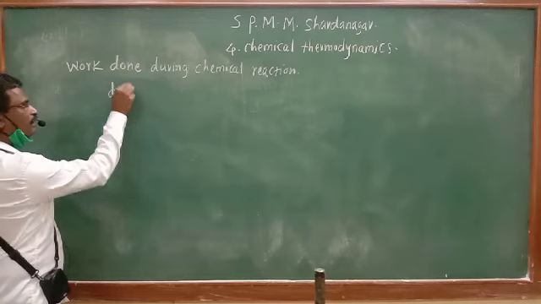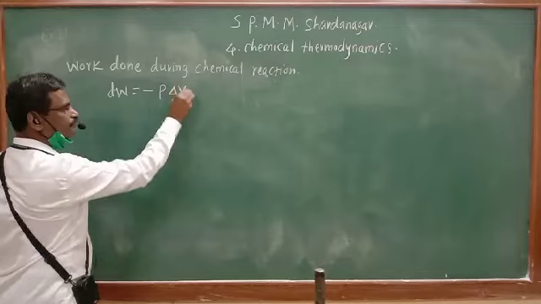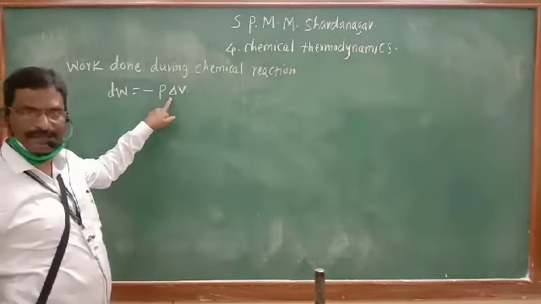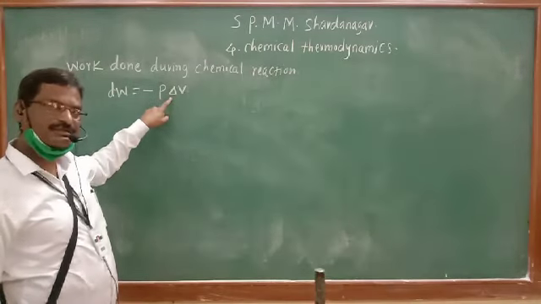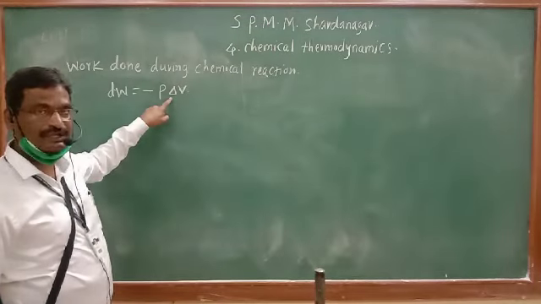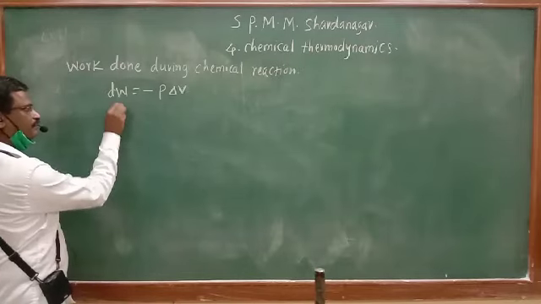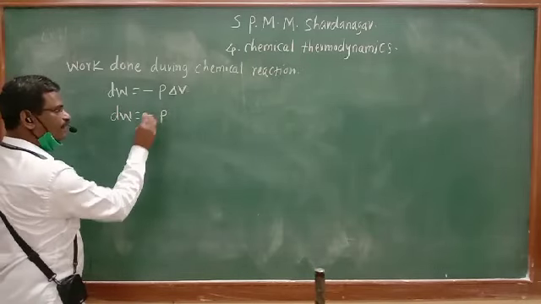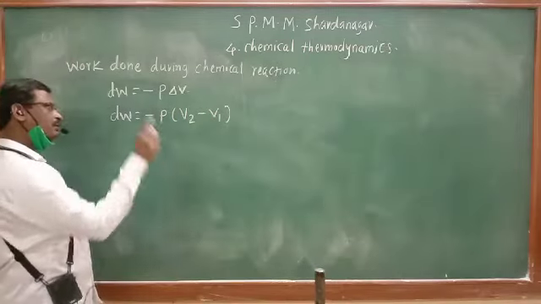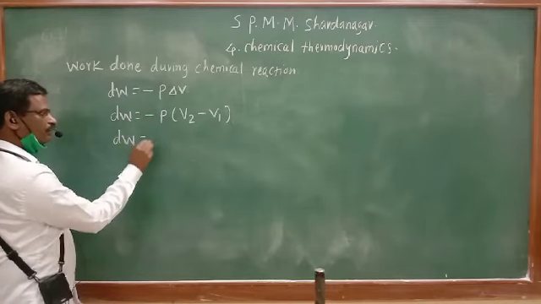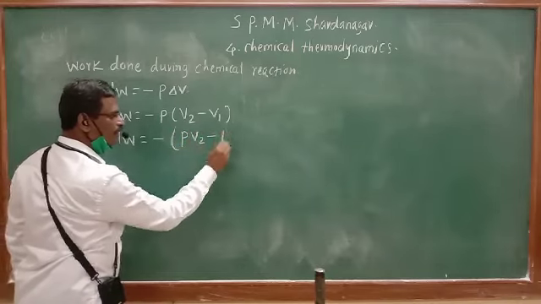What is work done during process? dW is equal to minus P delta V, minus P external delta V. This is the equation we are studying since start of this chapter. dW is equal to minus P delta V. And just now we have elaborated dW will be equal to minus P, what is delta V? V2 minus V1. On solving this, it is dW is equal to minus, what does this become? It will be PV2 minus PV1.